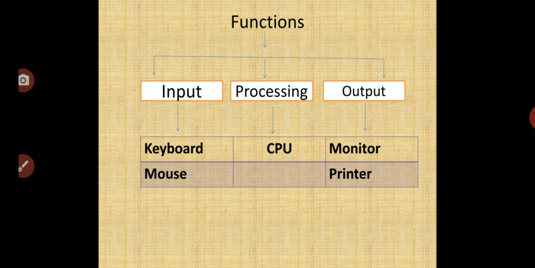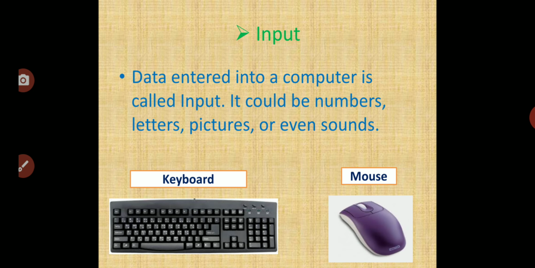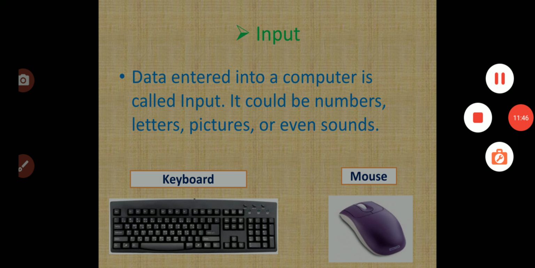Write the two names of output device. Then monitor and printer are output device. Write processing unit, then only one, CPU. Okay, you have to remember this chart. Okay, now next slide.